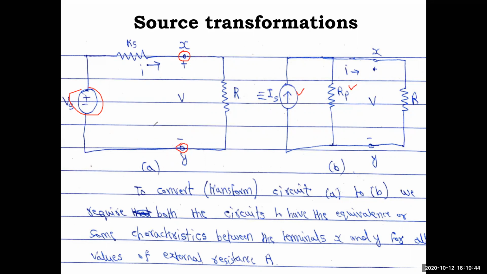with a mathematical proof. So how we are going to do is, we'll consider the two cases of this R, which is the extreme cases, either R equal to 0 and R is equal to infinity. To convert circuit A to B, we require both the circuits to have the equivalence. That is the principle, or some characteristics between the terminals X and Y for all values of external resistance R. So with considering the two extreme cases, we try to prove this circuit is equivalent to this.